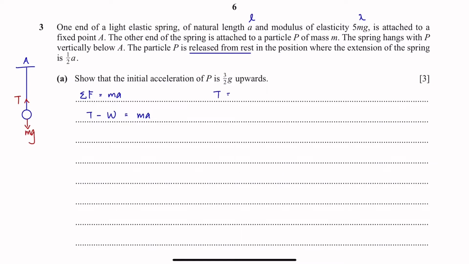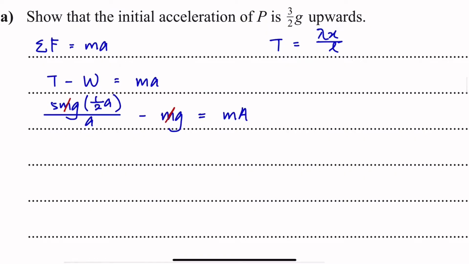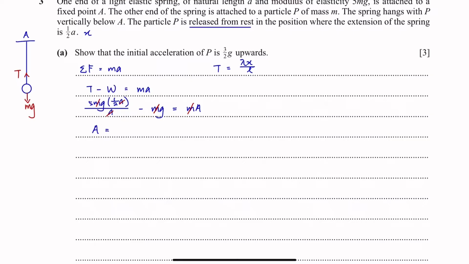And the formula of tension would be lambda x over L, right? So we have lambda, which is 5mg, times x, which is 1/2 a, divided by a, the natural length, minus the weight, which is mg, equals mass times acceleration. Since they already have a small letter a over here, I would use a big letter A to represent the acceleration, just to avoid confusion. So we can simplify this equation. We cancel out the m, cancel out the a, and now we have acceleration equals 5/2 g minus g. So we have 3/2 g.